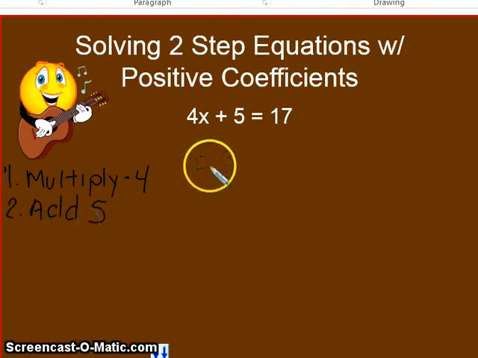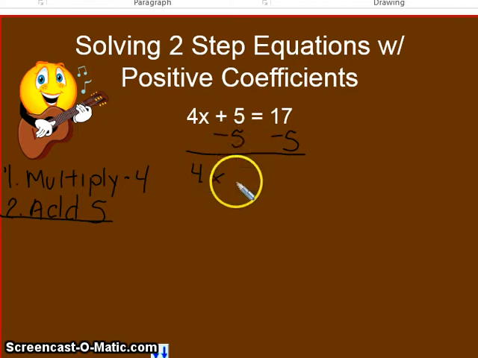Now, to solve this equation, we're going to do the opposite operations in the opposite order. So I'm going to start at the bottom. The last thing I said I would do would be to add 5. So I'm going to do the opposite of that and subtract 5. I have to do that to both sides of the equal sign. I can bring down my 4x. 5 minus 5 is 0. And 17 minus 5 is 12.